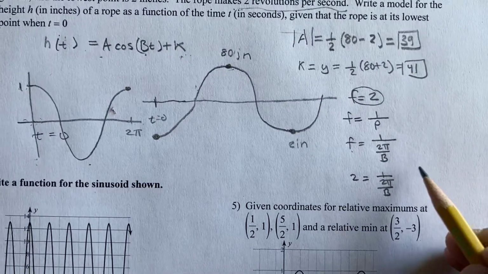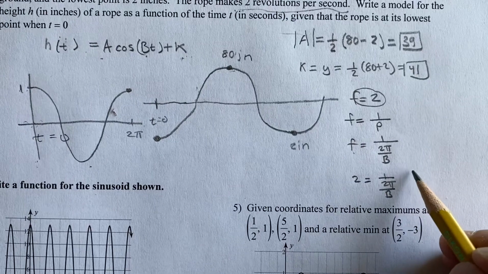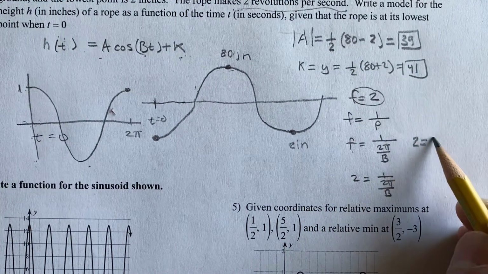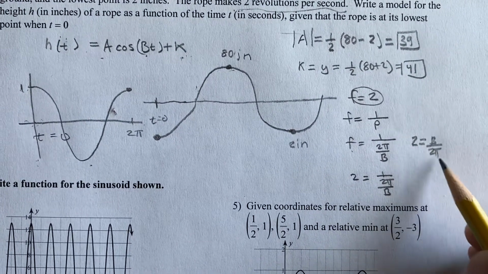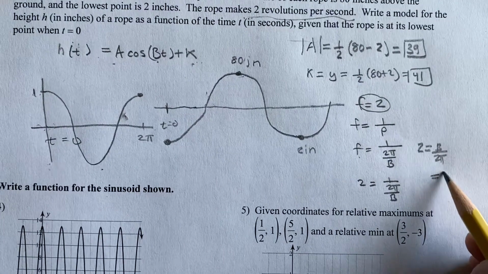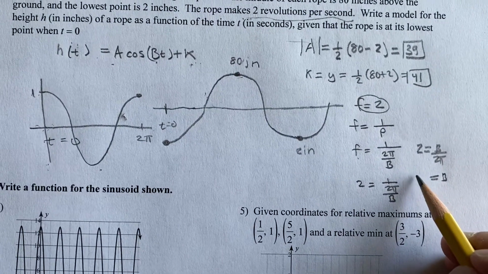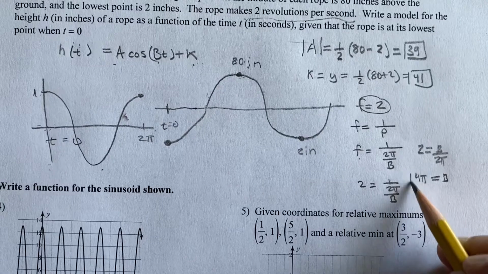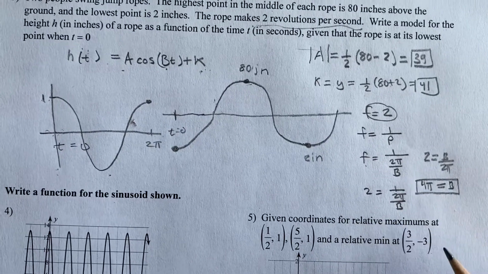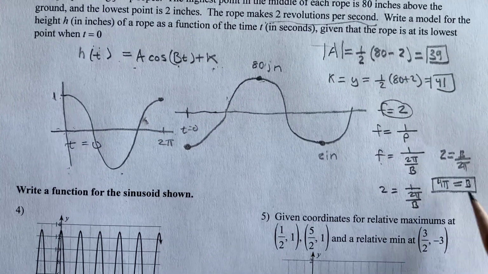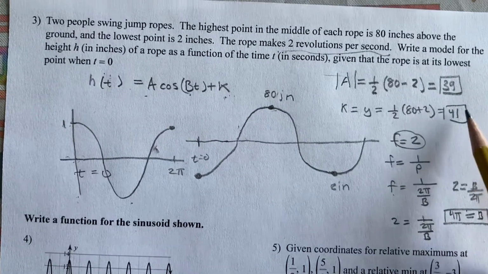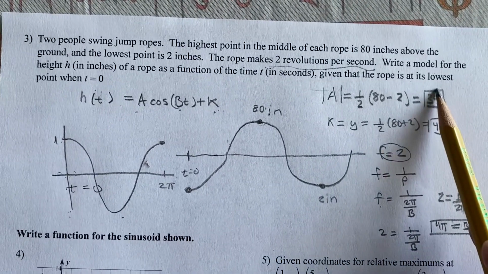Okay, so make sure you do a little cross multiplication over here. You could say 2 is equal to b over 2 pi. And then you can cross multiply. B is equal to 4 pi. And that will be your b. Okay, so you have your b, you have your k, you have your a.